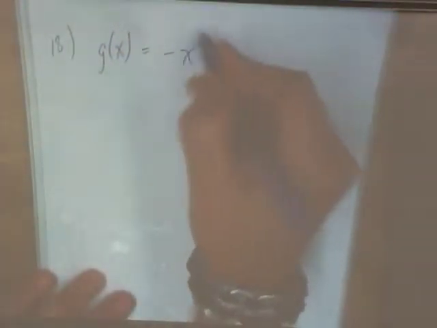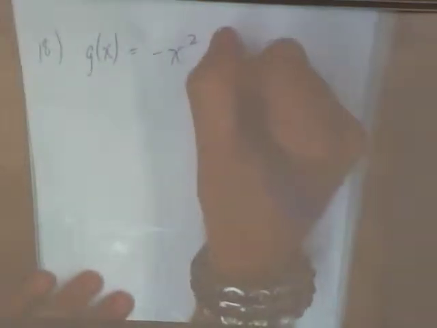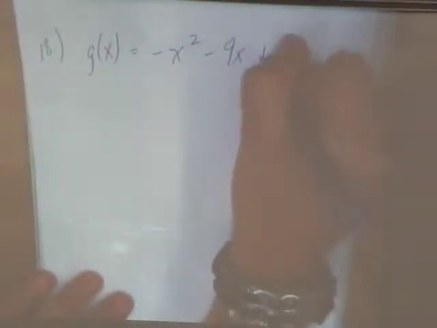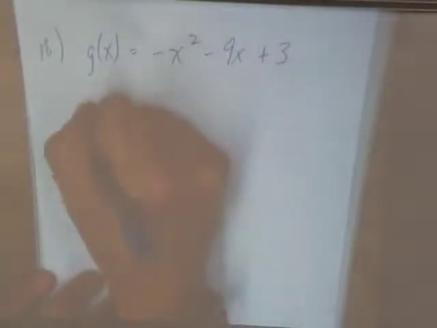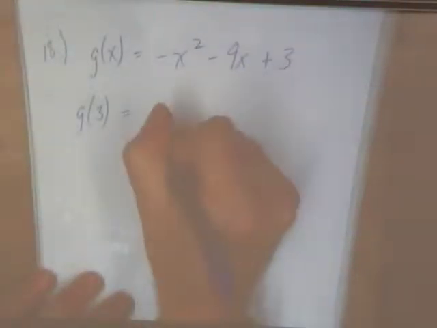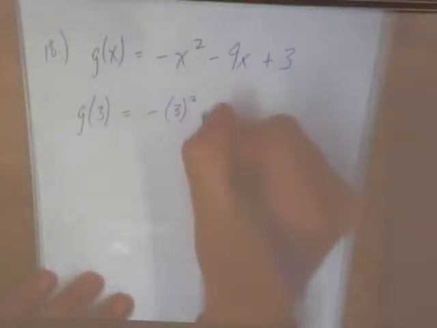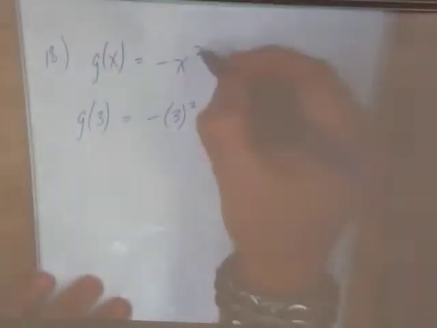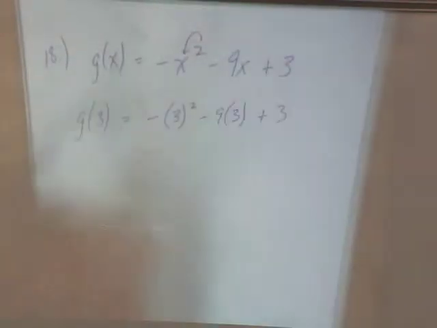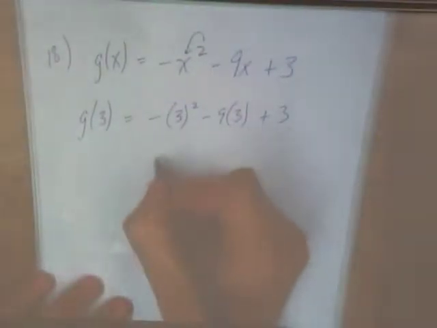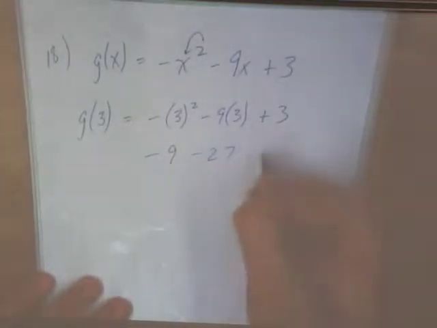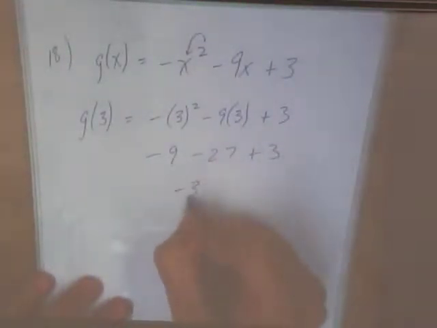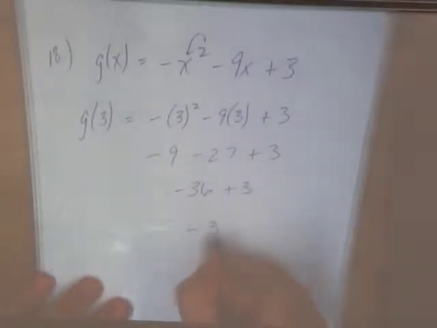All right, 18. g of x is equal to -x squared minus 9x plus 3. We talked about that plenty of times, didn't we? They want us to find g of 3. So if we use the same process, we'll plug 3 in for the x's. -3 squared minus 9 times 3 plus 3. Remember, this square only goes with the x. So this will become a -9 minus 27 plus 3. -36 plus 3, -33.